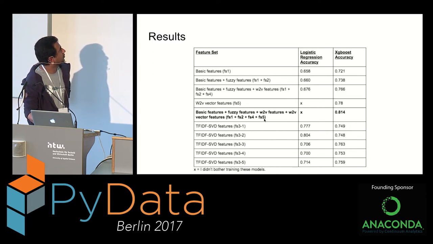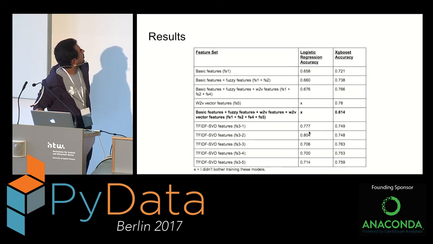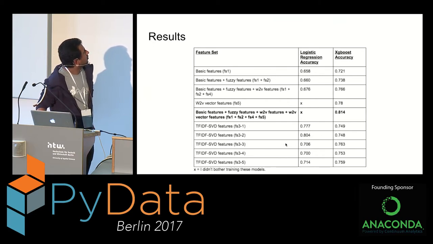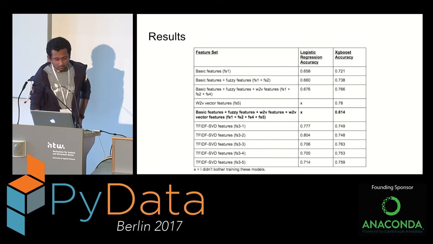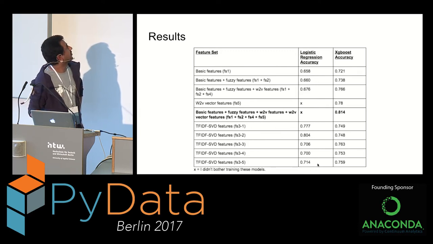I didn't even bother to train it with logistic regression. It was a huge matrix, a lot of features. And here we can see logistic regression performs better than XGBoost only in the case of TF-IDF and SVD.